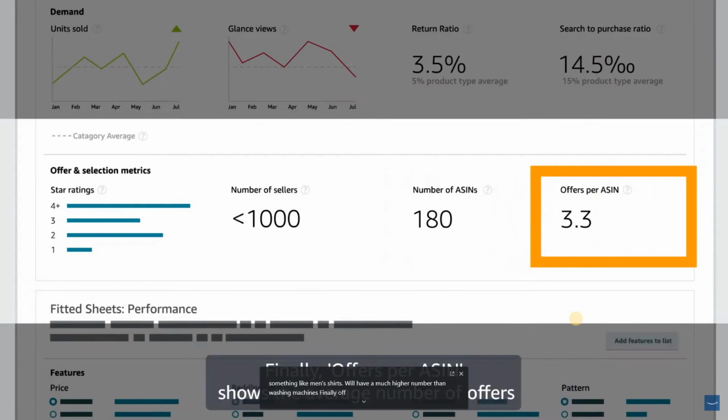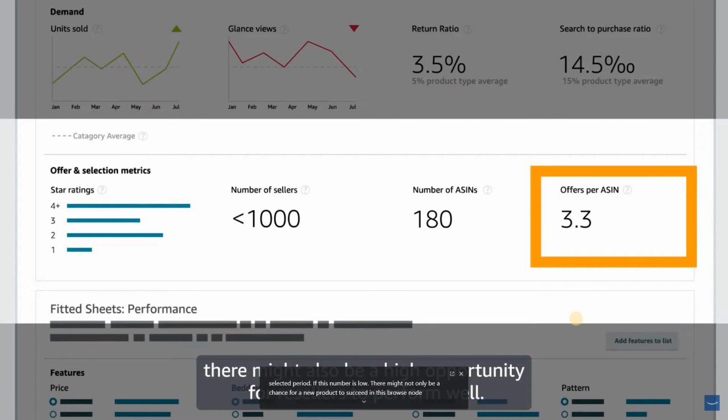Finally, offers per ASIN shows the average number of offers that existed for each ASIN in that browse node over the selected period. If this number is low, there might not only be a chance for a new product to succeed in this browse node, there might also be a high opportunity for resellers to perform well.